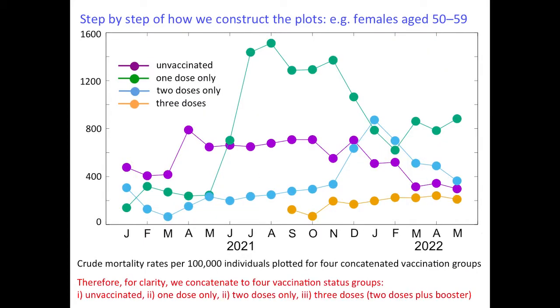So when we group together, you see this plot now is much simpler to look at. So the purple curve will be those individuals in a given month who are unvaccinated. Green is for those in a given month who've only received 1 dose. Blue for those in a given month who've only received 2 doses. And then orange for those in a given month who've received 2 doses plus the booster. And you can see that that only starts in September when the first boosters were beginning to be rolled out.